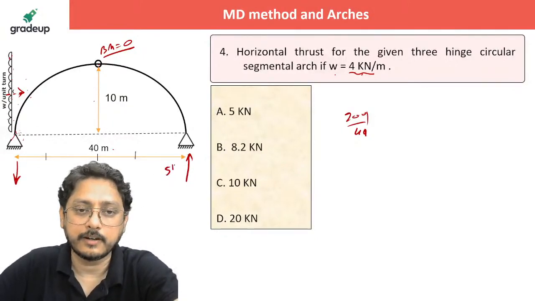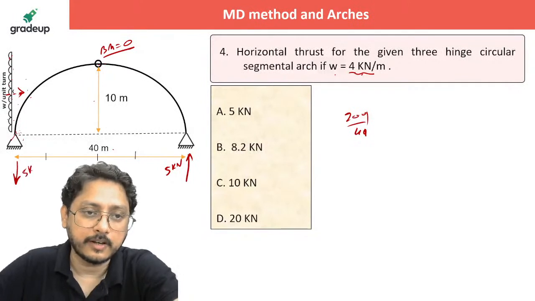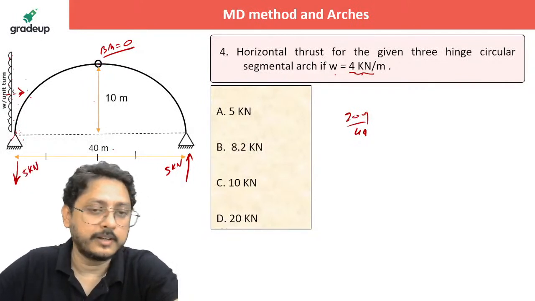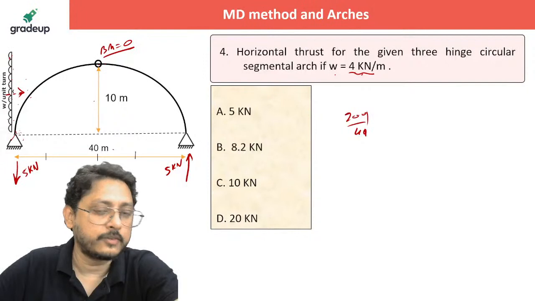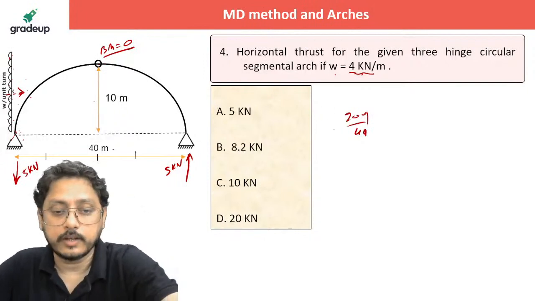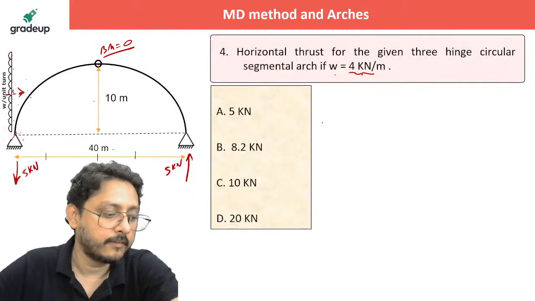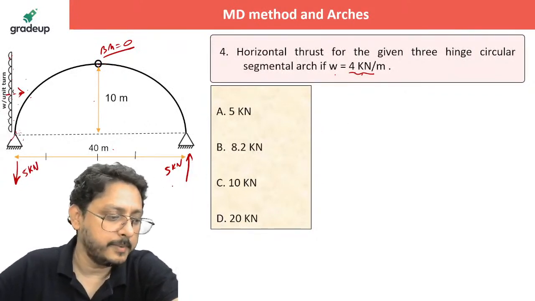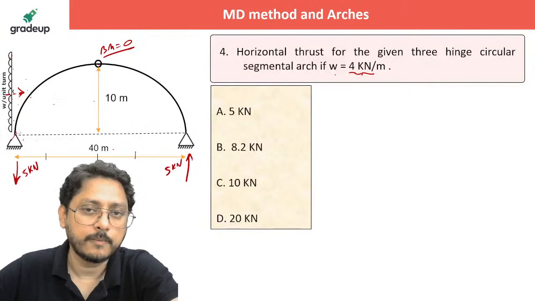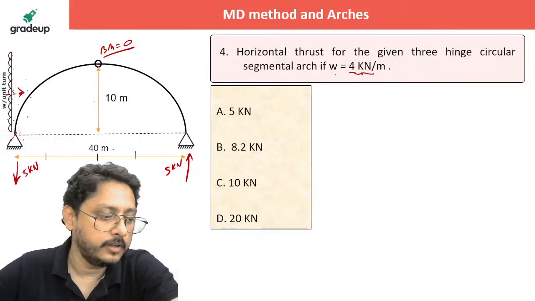Are you able to understand that reaction? You need to generate that to make it fast. Otherwise, if you want to do the simple equilibrium condition analysis, you can do that also. Is it 10 that is coming? How? 4 into 10, that is 40.